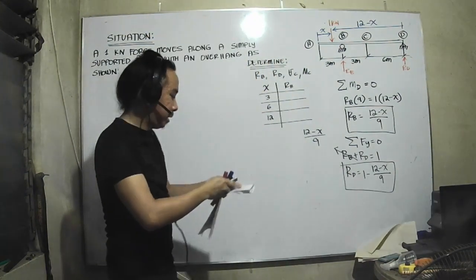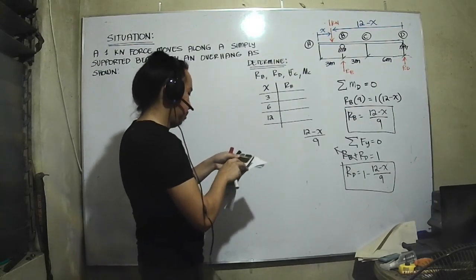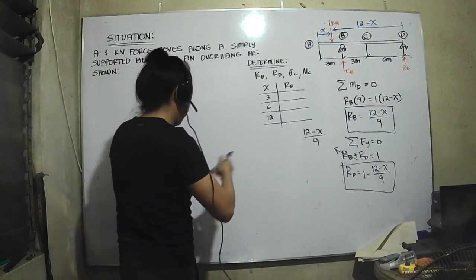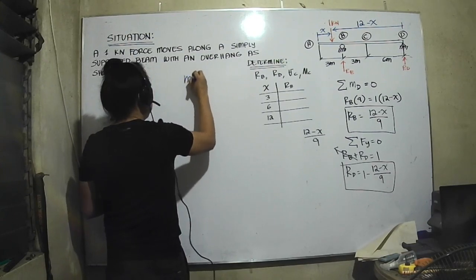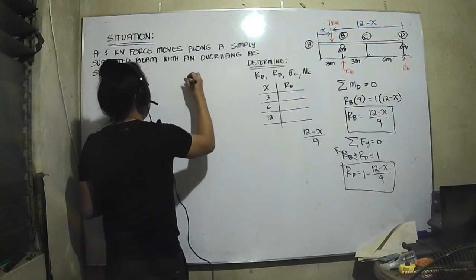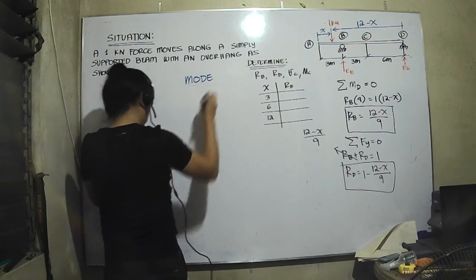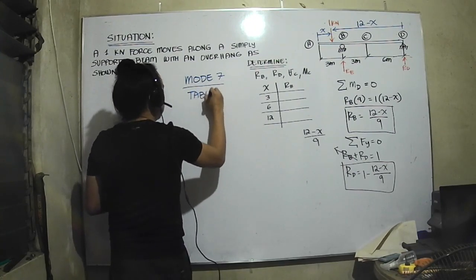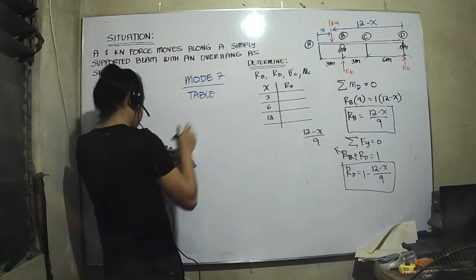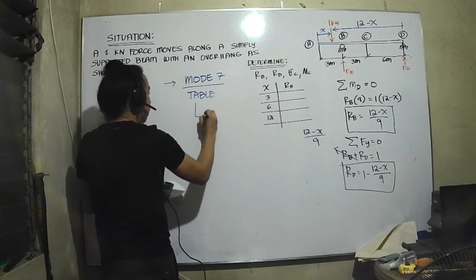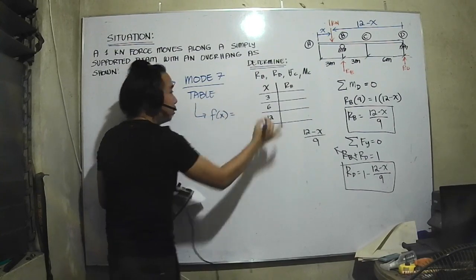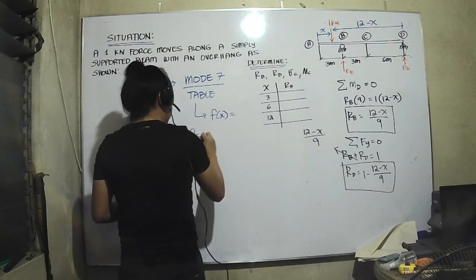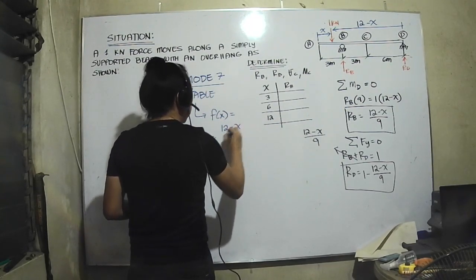I would like you to go to mode. Okay? Mode 7. Mode 7, table. I will put f of x here. It asks for f of x, so I put in RB. F of x is equal to 12 minus x over 9.